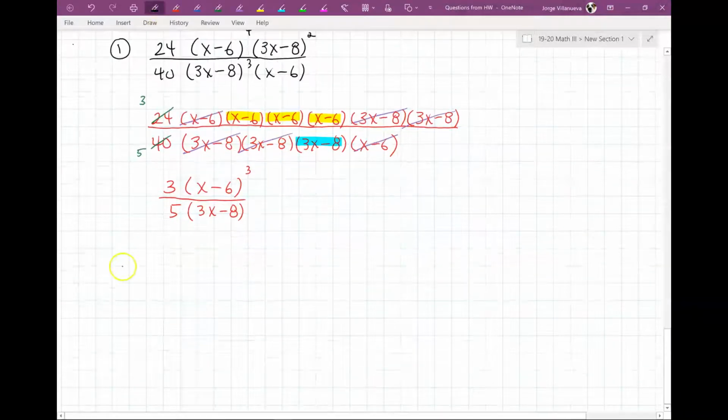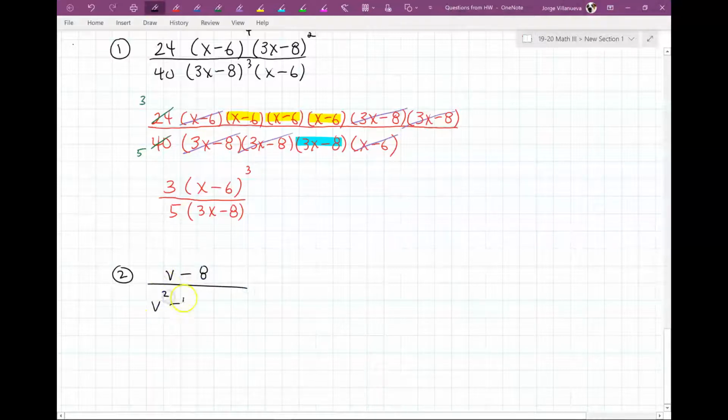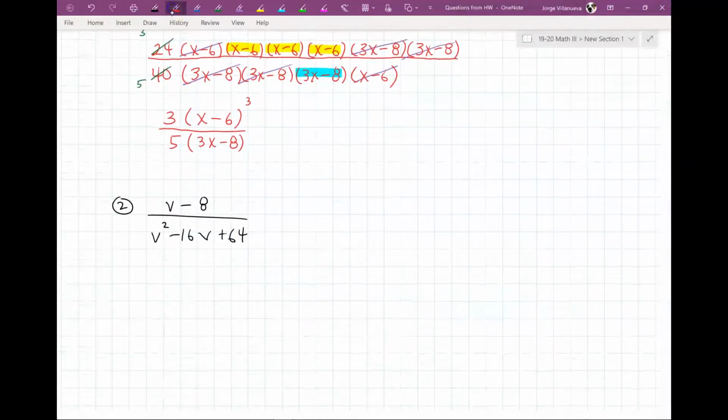Now question 2 that was asked of me was v minus 8 divided by v squared minus 16v plus 64. I'm going to have to factor that bottom portion, because the top portion looks good. So v squared minus 16v plus 64.